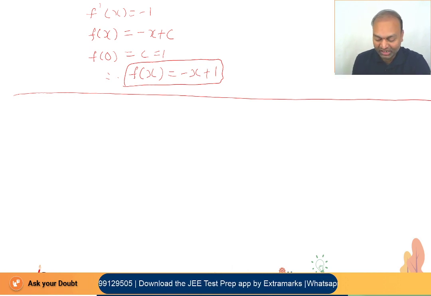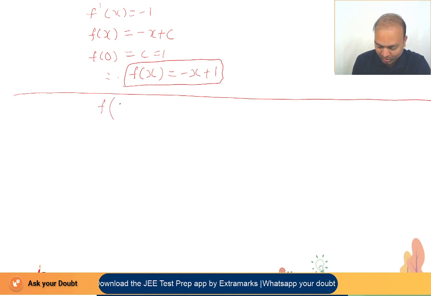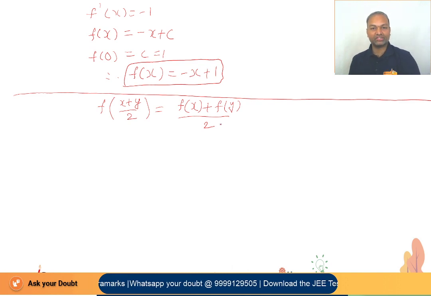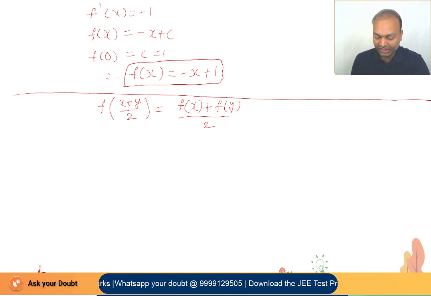What about our given condition? f of (x plus y) by 2 is equal to (f of x plus f of y) by 2. This is the given condition. Correct or not? Okay.